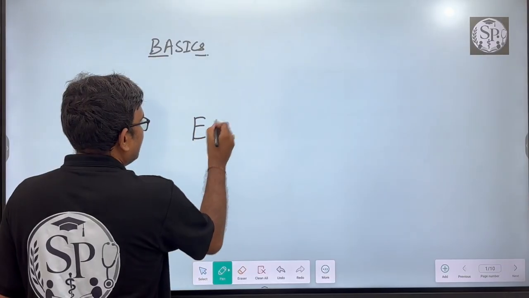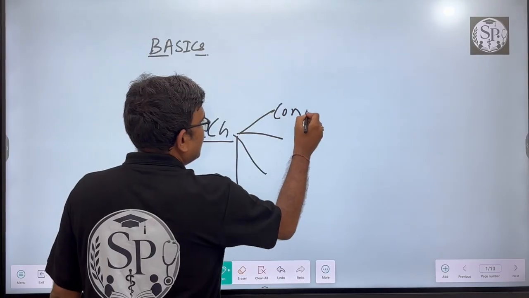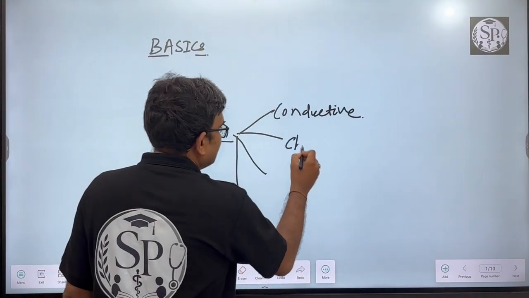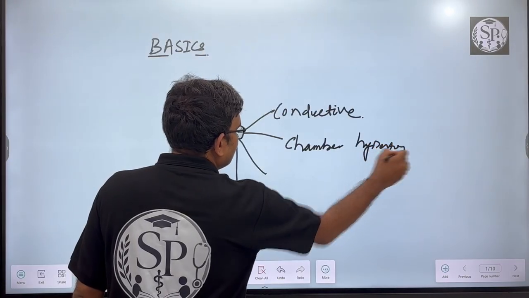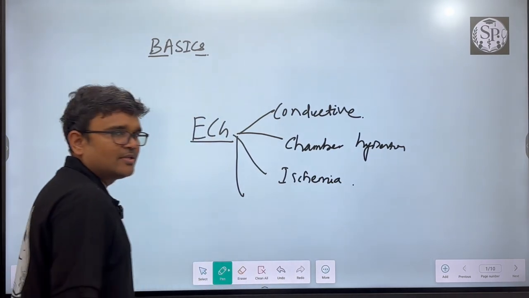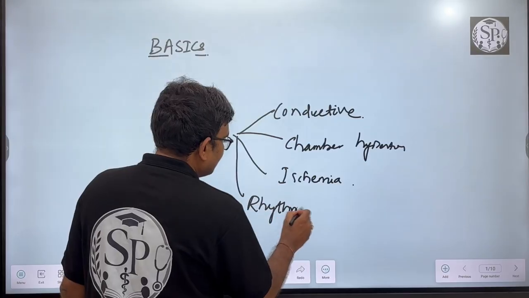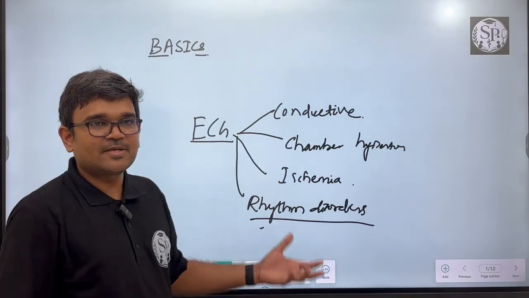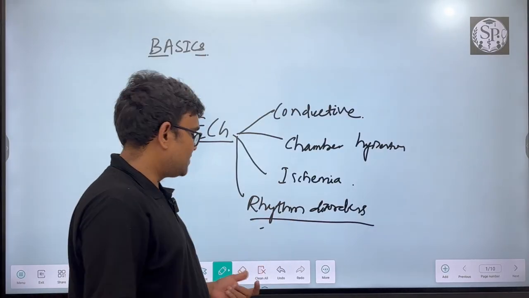We record ECG for various purposes: to detect conductive abnormalities of the heart, chamber hypertrophy, ischemia, and rhythm disorders. So, there are various aspects of recording the ECG to note various diseases of the heart.